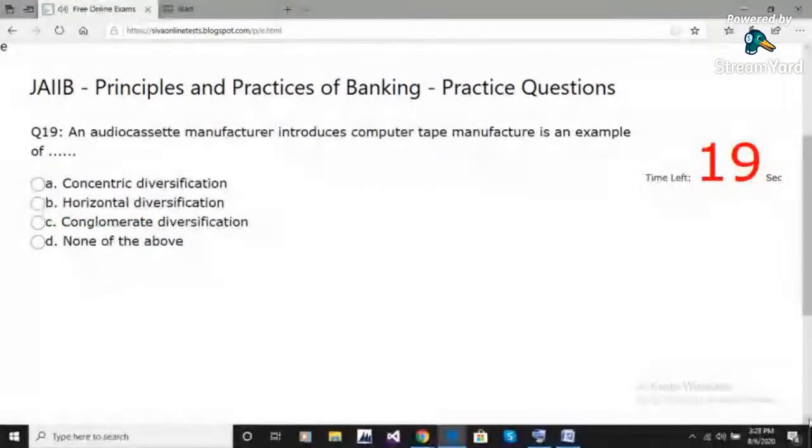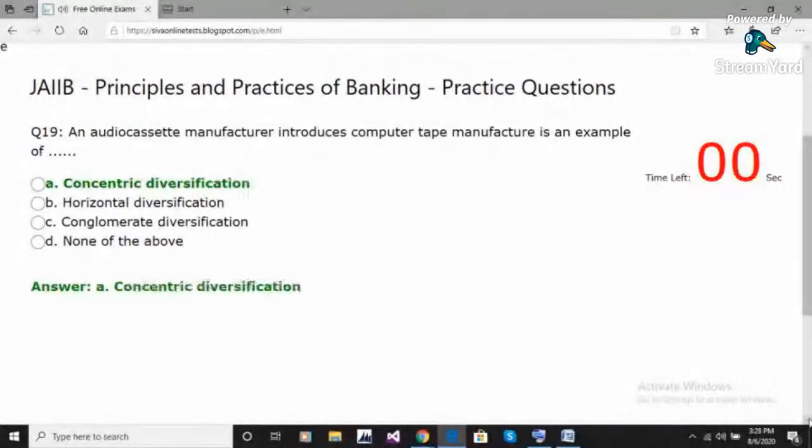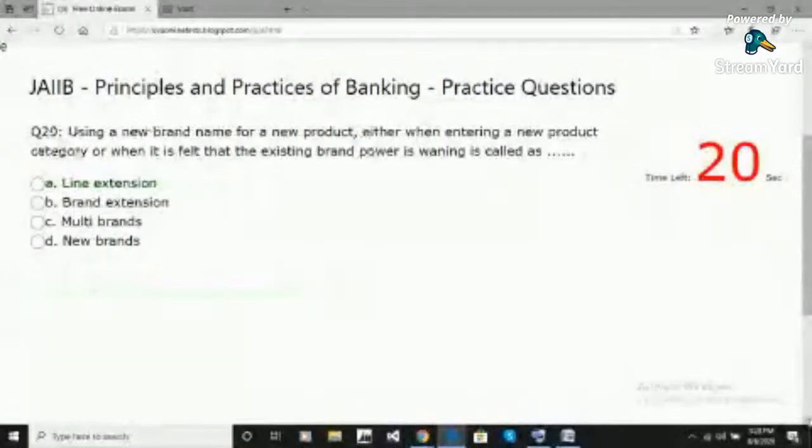Question 19. An audiocassette manufacturer introduces computer tape manufacture is an example of? Option A. Concentric diversification. Option B. Horizontal diversification. Option C. Conglomerate diversification. Option D. None of the above. Answer A. Concentric diversification.